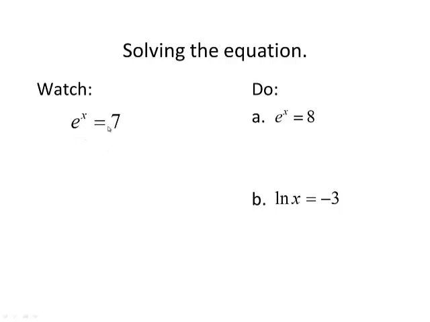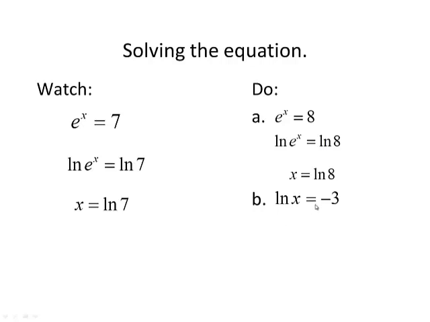Watch me do this side here. You're going to do the log of both sides to cancel the anti-log. Bring the x to the front, or just cancel the natural log and the anti-log, and you get natural log of 7. Do these two. When you finish, unpause it. If you take the natural log of both sides, you should get x is equal to natural log of 8.